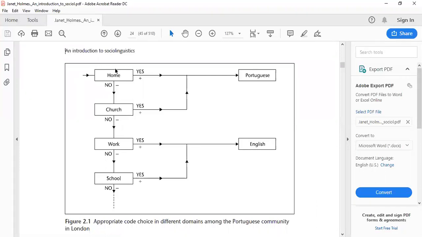So if it's my chart, it would go as home, because in the home domain I speak, it's positive yes, I speak Pashto, right? So instead of Portuguese it would be Pashto. Then in the same home domain, I'm coming from home to the church, which is going to be negative, and it's no, obviously I don't go to church, so I'll change it to, let's suppose, university or working place.